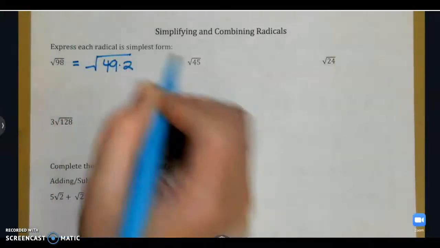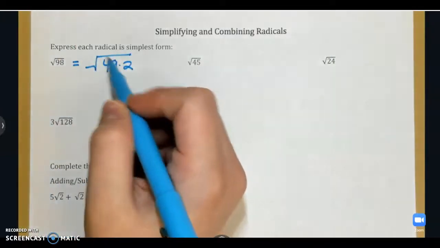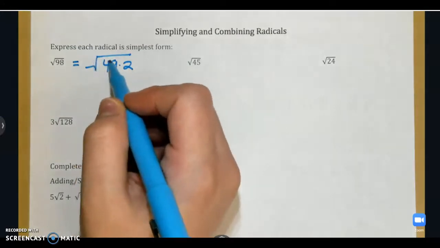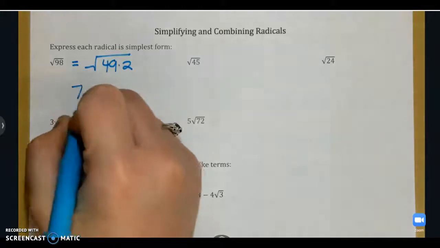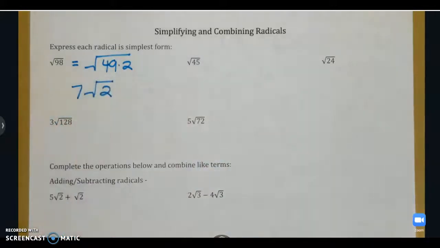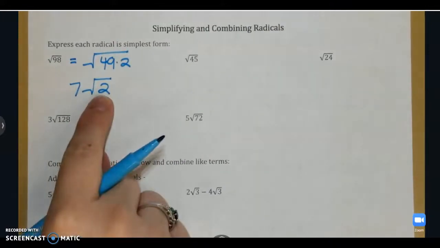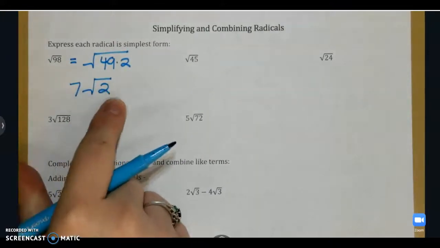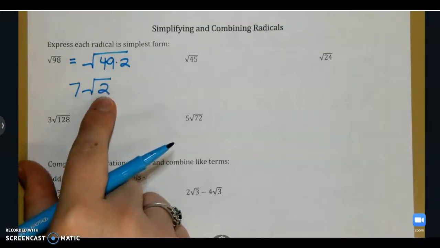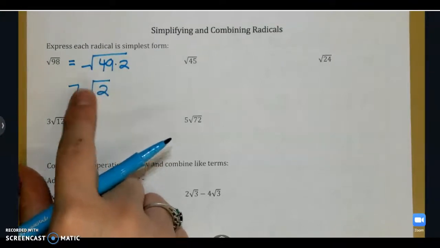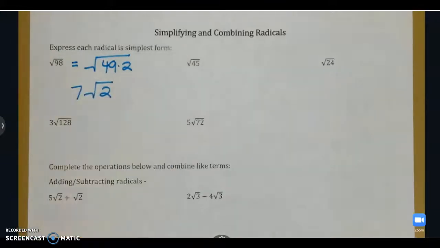49 times 2. 49 being the perfect square. So I can take the square root of 49 out of my radical. The square root of 49 is 7, and the 2 stays inside my radical. And you know that your radical is in simplest form when your number inside is either prime or has no factors that are perfect squares. So 2 is a prime number, so we have completely simplified 7 square root of 2.